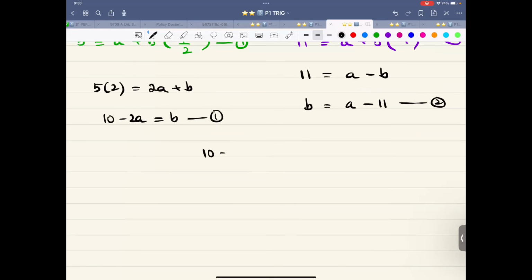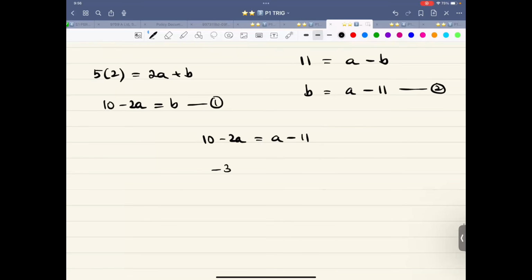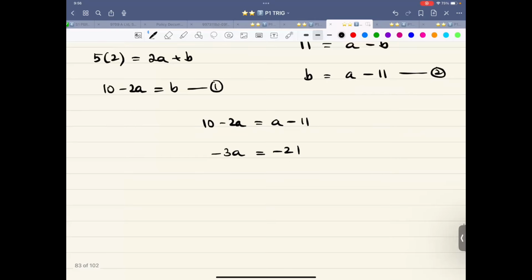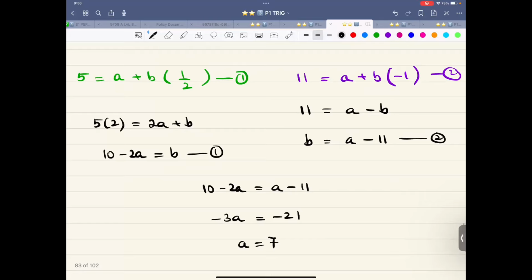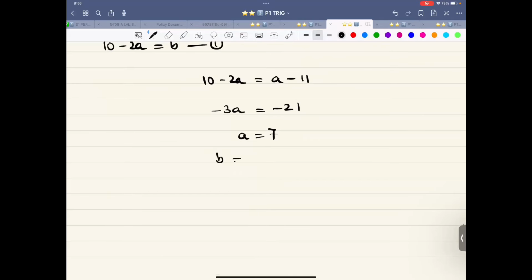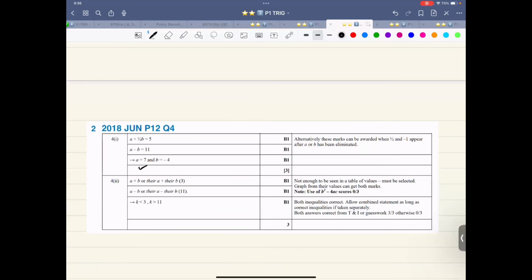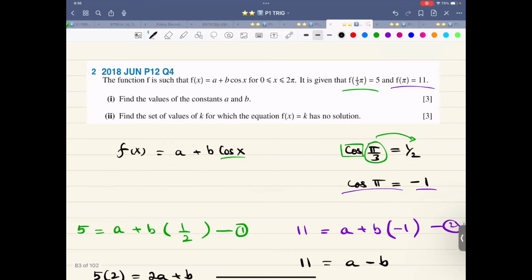So therefore, 10 minus 2a is a minus 11. Negative 3a equals negative 11 minus 10, that is negative 21. a comes out to be 7. And b is a minus 11, that is 7 minus 11. That comes out to be negative 4. So 7 and negative 4. All good?